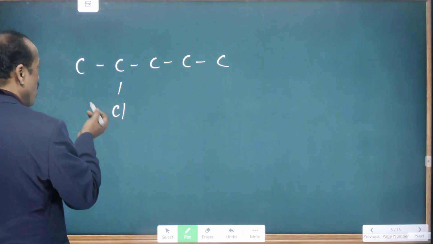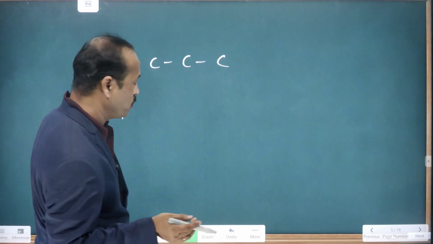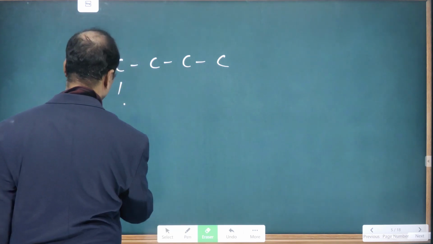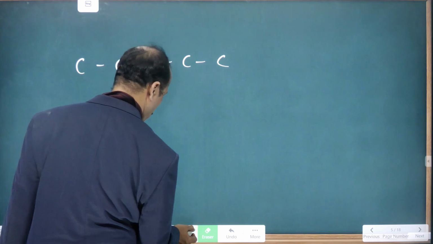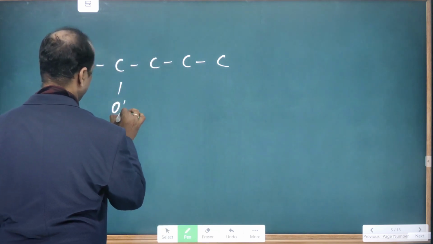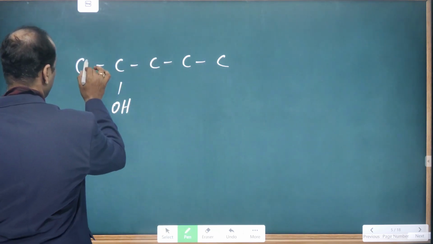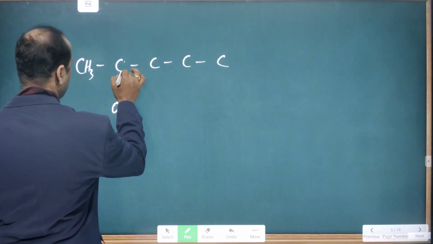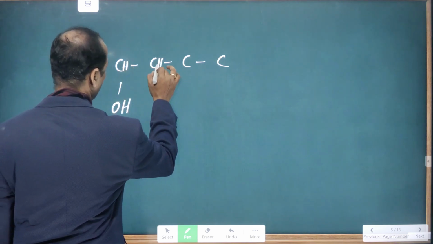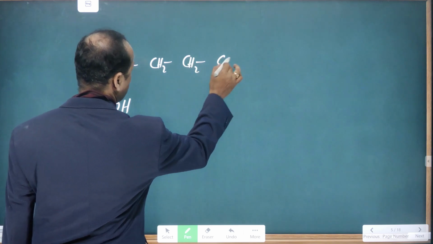If you take alcohol also. Alcohol functional group is what? OH, right? So then we take OH also. Okay, so I will take OH here. Right. So then it becomes CH3, CH, CH2, CH2, CH3.